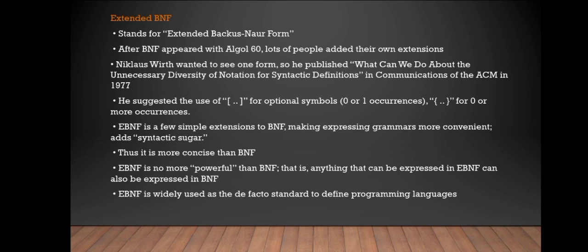Thus, it is more concise than BNF. EBNF is not more powerful than BNF; that is, anything that can be expressed in EBNF can also be expressed in BNF.